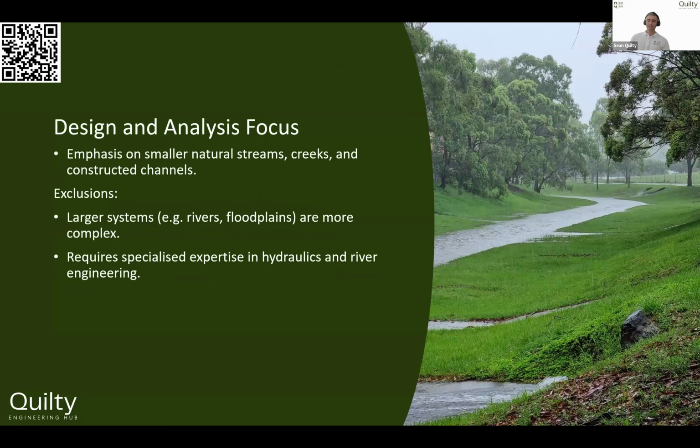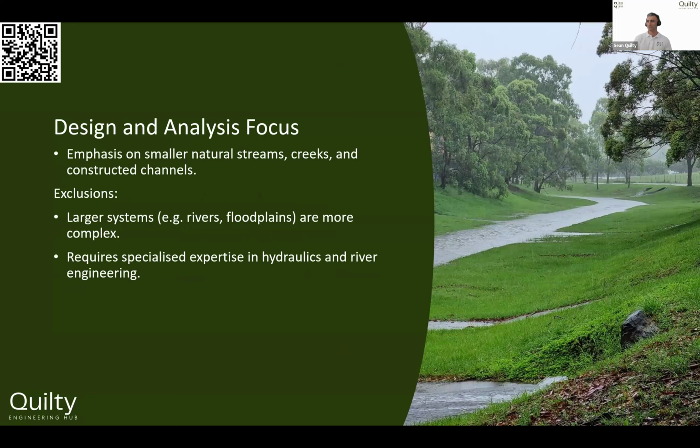So when it comes to designing and analysing our open drains, what we're going to see today is, I guess, a very simplistic view of a realistic sort of problem. So we try to simplify a lot of the engineering things that are actually happening. So there's an emphasis on smaller natural streams, creeks, and constructed channels.